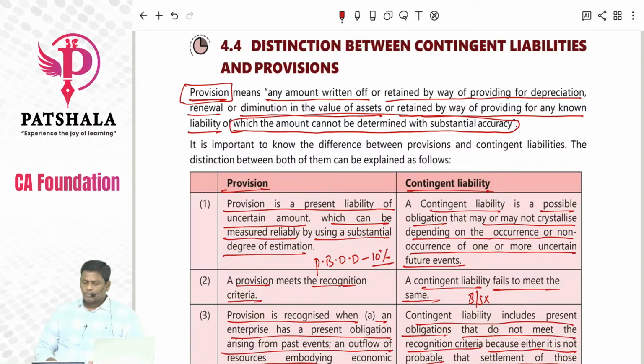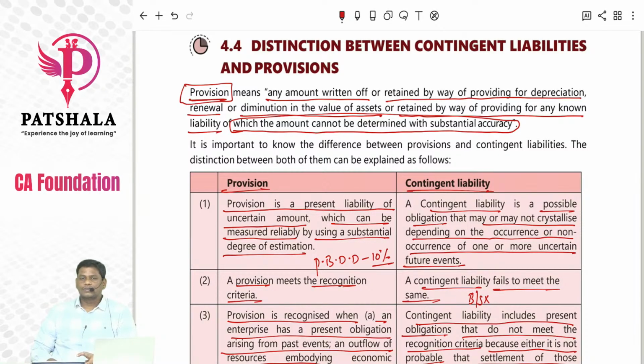Okay, second point. Provision is a present liability of uncertain amount which can be measured reliably by using a substantial degree of estimate.